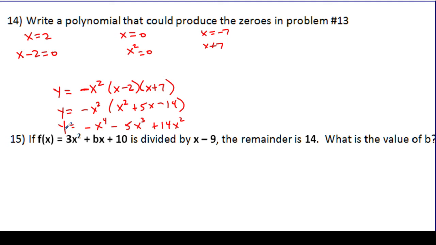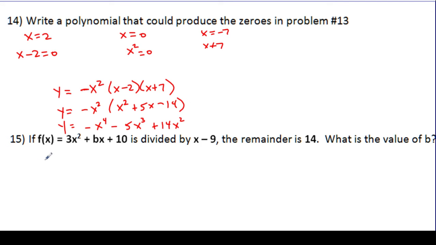Okay, last problem, problem number 15. They are asking us to find the b value if I divide x minus 9 into this expression. We don't know the whole expression, we're missing the middle term, and I get a 14 as the remainder. We can do this 2 different ways, and I'll show you both of them.